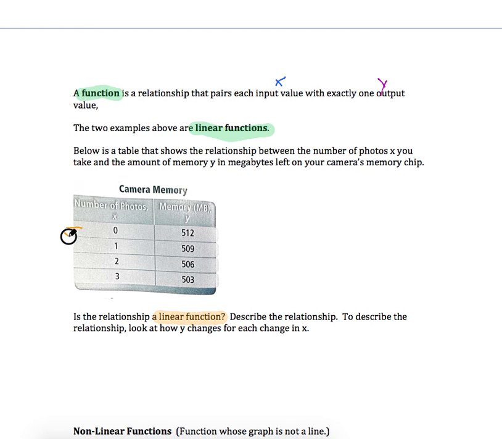So from here to here, it looks like we add 1. And from here to here, we added 1 again. And from here to here, we added 1 again. So we're halfway home. We see a repeated pattern here. Now let's look at the y's.